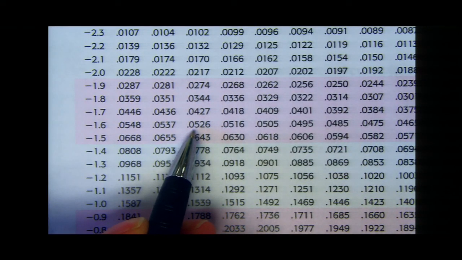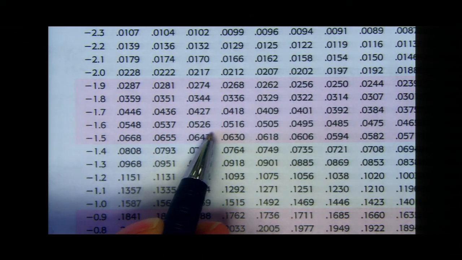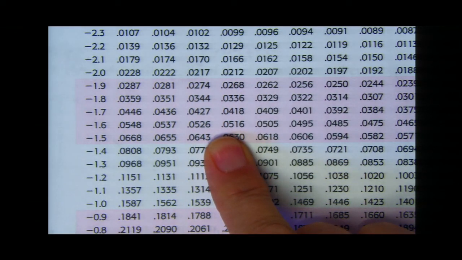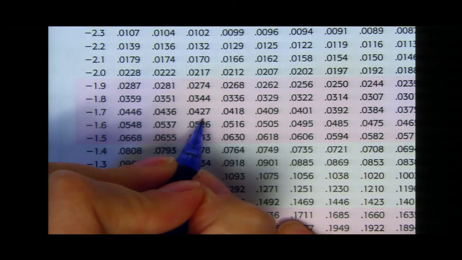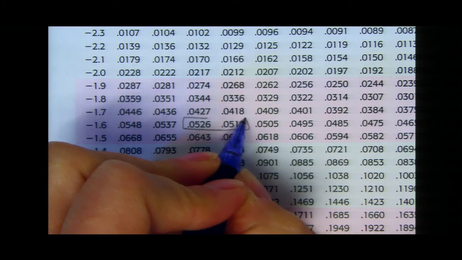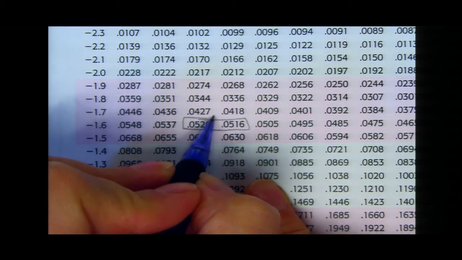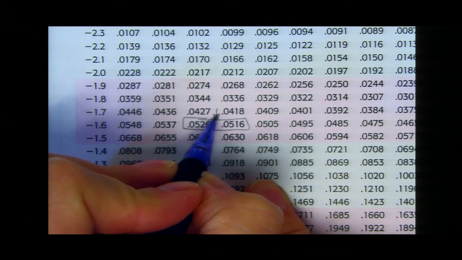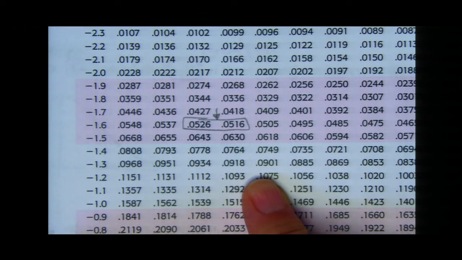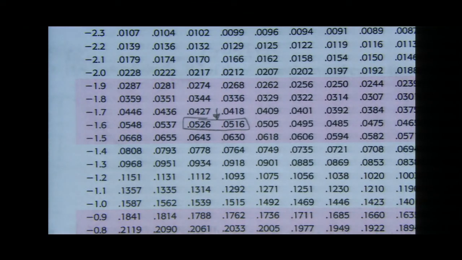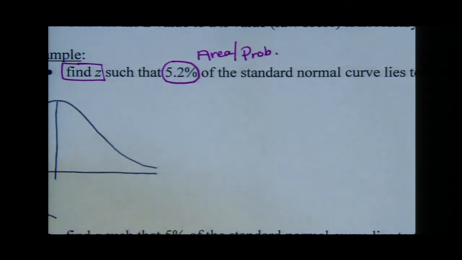I'm looking for 0.0520. Oh, wow. I have found these two right here. Now, unfortunately, I did not find the exact number that I'm looking for. I wanted 0.0520. Well, I can't find that exact number, but I do know the number I'm looking for falls in between these two values. So here's what I'm going to do over here. Go back to this.